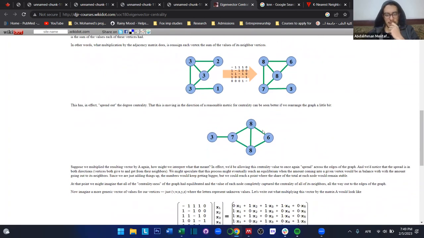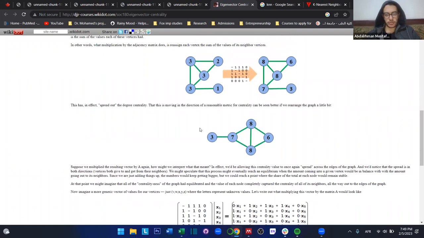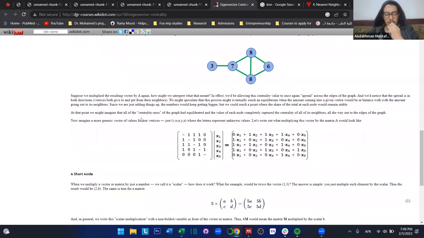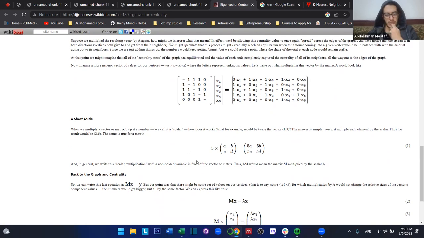And what they did next was transform how it looked in order to make this more visually palatable. And then they go on to connect that to eigenvectors and eigenvalues. As you may all remember, an eigenvector is a vector that, if multiplied by a matrix, would essentially scale the values by a constant value, which would be the eigenvalue.